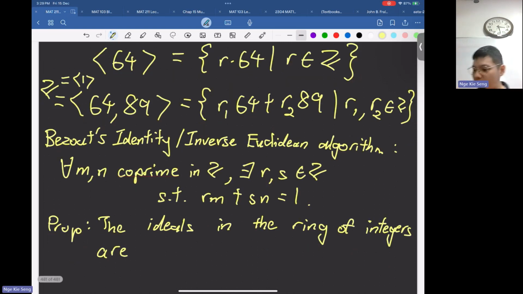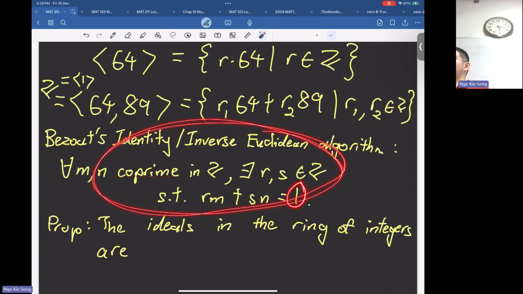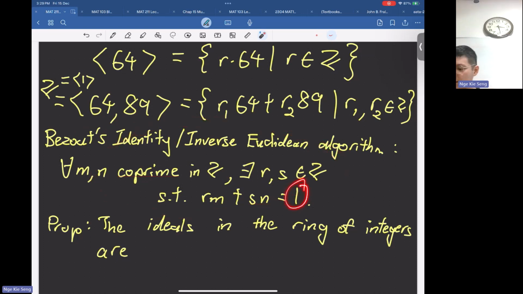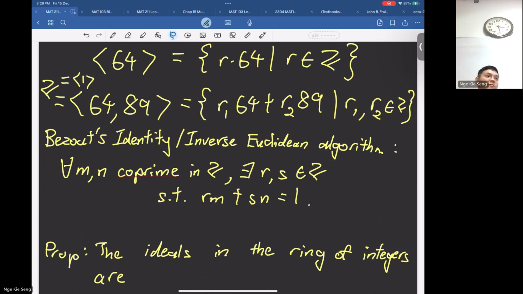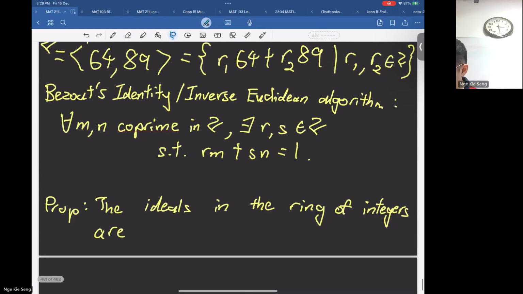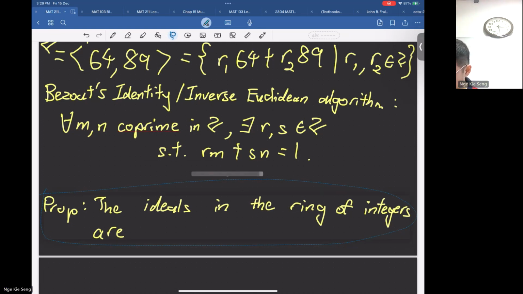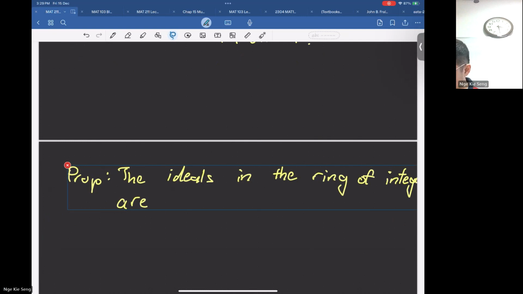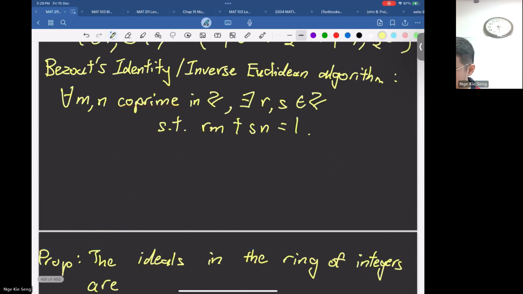Actually, one point from this Bezout identity here is, what is this one here? Why does this one here appear? Can I change this one to anything else or not? GCD. Okay, so in general, what happens?